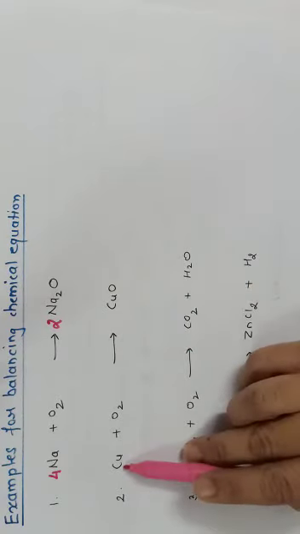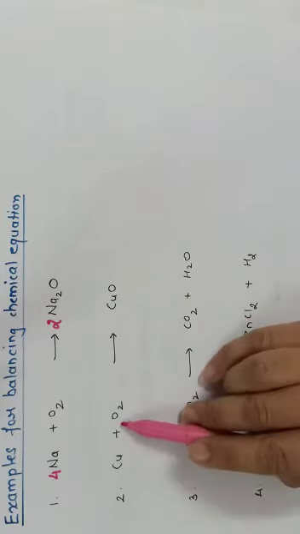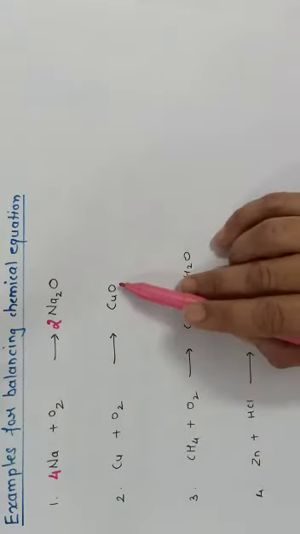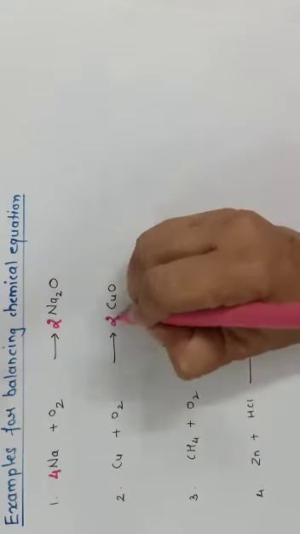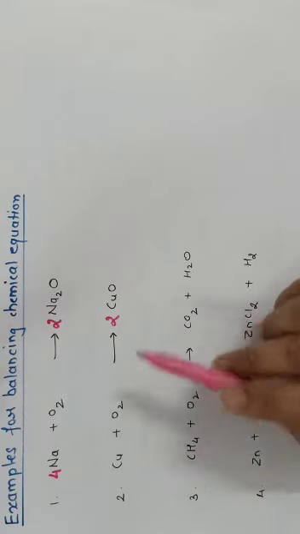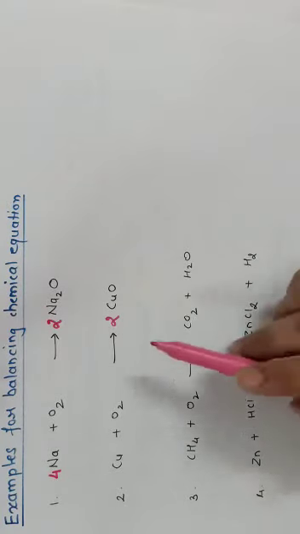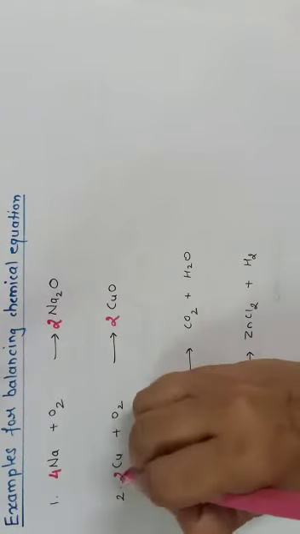Copper on the reactant side 1, on the product side also 1, no problem, they are balanced. Oxygen on the reactant side 2, but on the product side it is only 1. So to balance it, I will write number 2. Oxygen has been balanced, but in the process copper's number has changed to 2. So here I will write number 2.